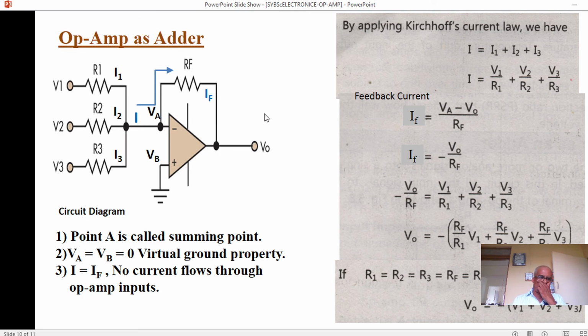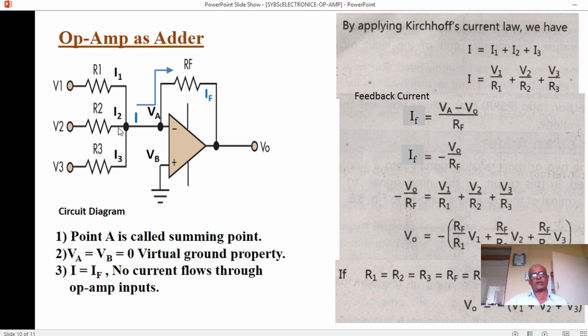Now we will consider one of the most important applications of the op amp, as an adder. An adder means a circuit which can add, so it is called an adder. Now in the circuit diagram here, this is used in inverting mode, which means the input is connected to the inverting terminal while the non-inverting terminal is grounded. As usual, feedback is connected between the inverting terminal and the output. So the output is always connected through feedback resistance to the input, and that input is of inverting type.